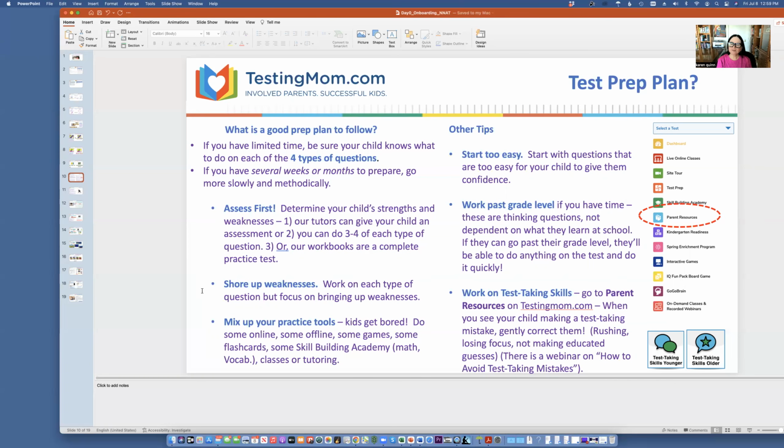We always recommend that the first thing you do is assess your child's skills. You want to know which questions they can do easily, which questions are harder for them. If you're just using our website, you can do maybe 2 or 3 of each type of question, an easy, medium, and hard one, and just see how they do, and then you'll know where to focus.